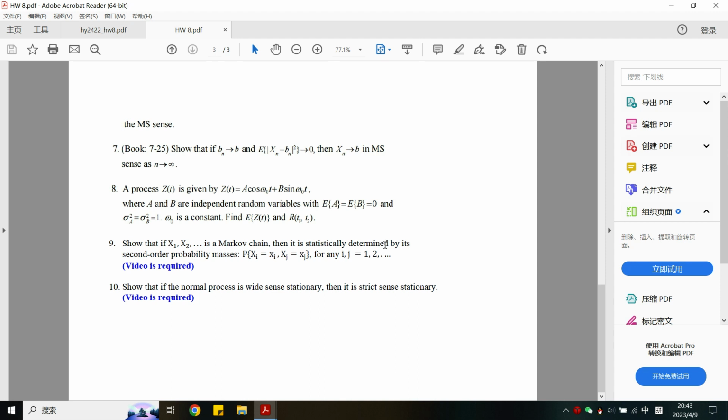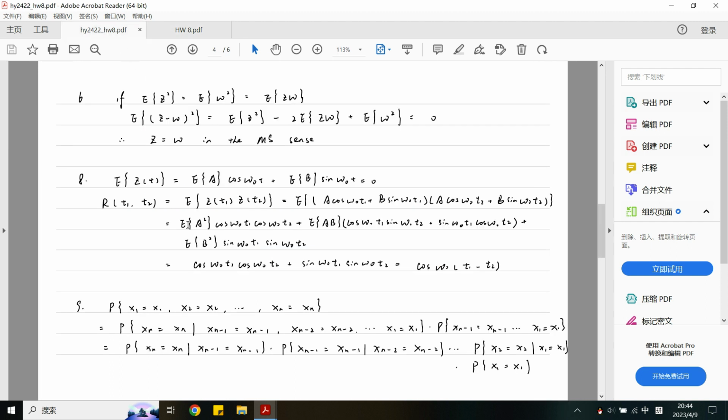So in question 9, we need to show that if X1, X2, ..., Xn is a Markov chain, then it is statistically determined by its second order probability masses, which is the probability that Xi equals small xi and Xj equals small xj for any i, j equals 1, 2, ..., n. So firstly we can see the second order probability masses.